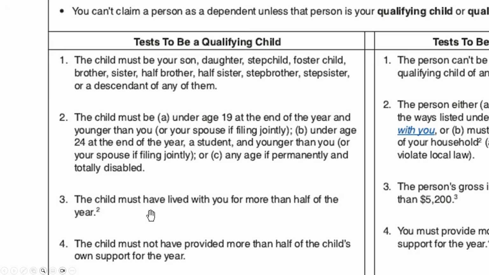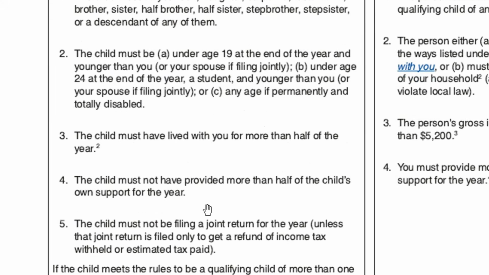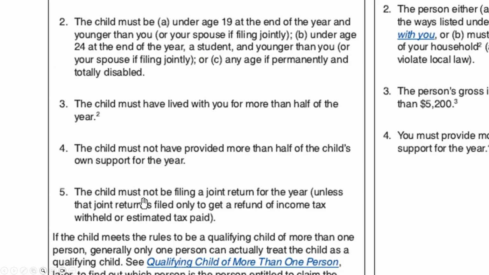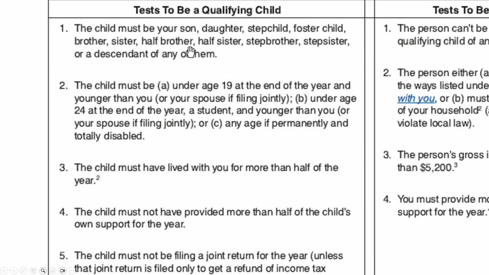Next, the child must have lived with you for more than half the year. And again, we don't count temporary absences against them. And the child must not have provided more than half of their own support. They might have income, and that's fine, but as long as they did not actually provide more than half of their own support, they can still count as a qualifying child. And then the final rule is they must not be filing a joint return for the year, which we already talked about.